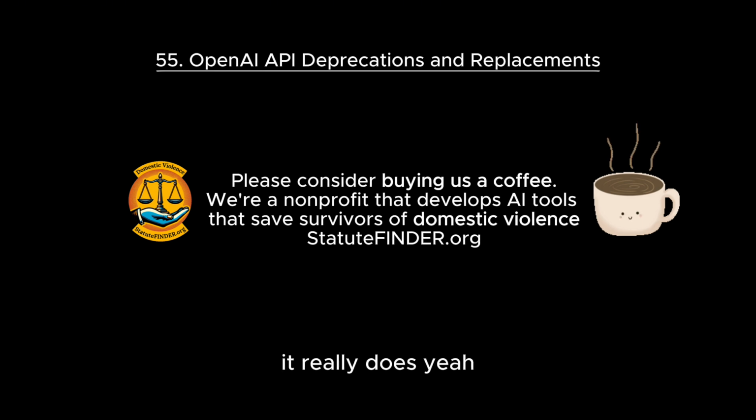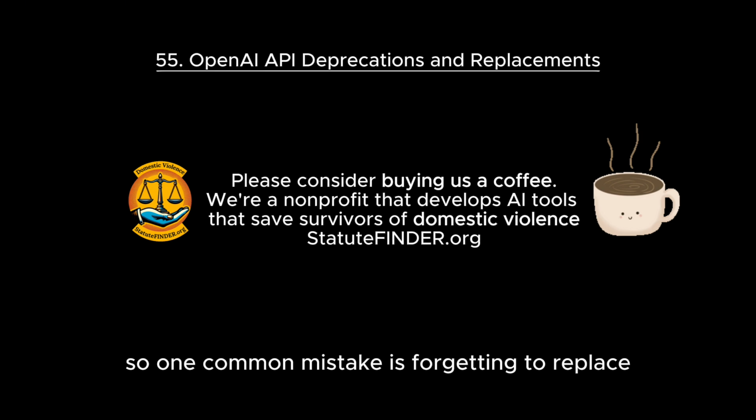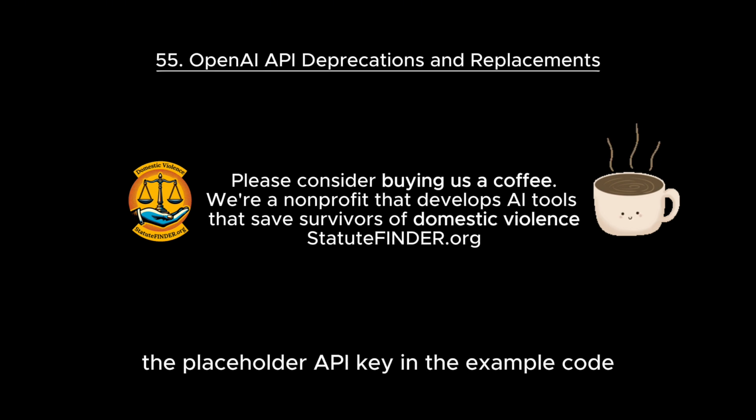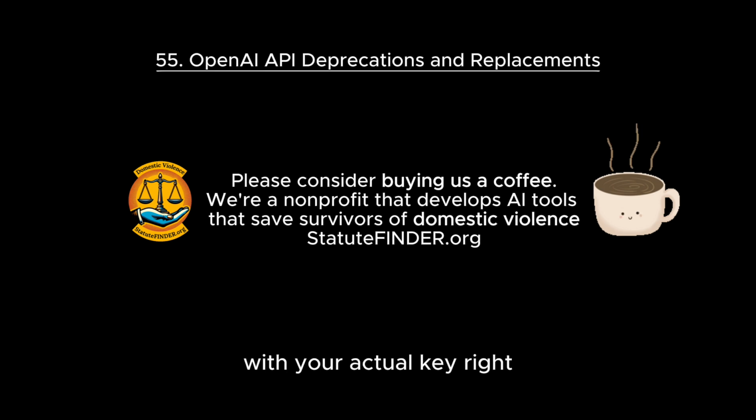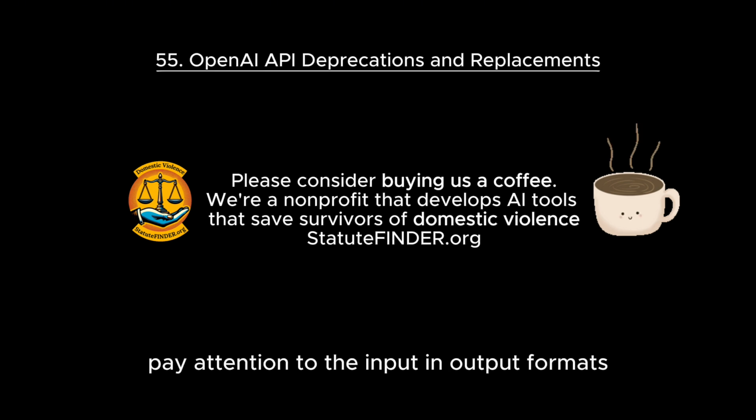It really does. But are there any pitfalls beginners should watch out for when using those code examples? One common mistake is forgetting to replace the placeholder API key in the example code with your actual key. Seems obvious, but it's easy to overlook and can lead to frustrating errors. Always double check those API keys. Any other tips? Pay attention to the input and output formats.